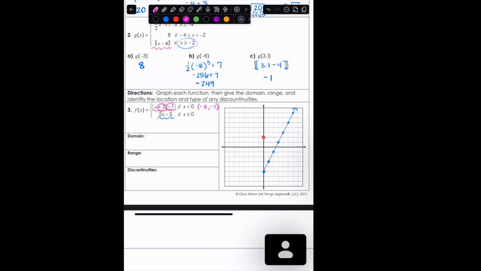So -3, 1, 2, 3, -1. So my vertex is going to be right there. And then because there is no coefficient in front of the absolute value, it's not really a slope, but it's kind of a slope of 1. So we're just going to go up to here. And then I have the same thing on this side. That's going to go out here.